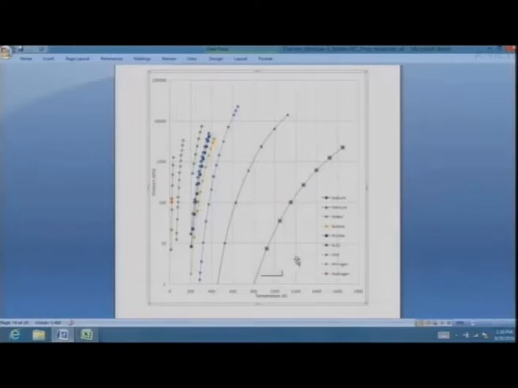And the lines that you see on this picture, these are lines of saturated states. So if this is the temperature, the question is what is the saturation pressure at that point? If this is the temperature, what is the saturation pressure here? And all these lines are for different substances.